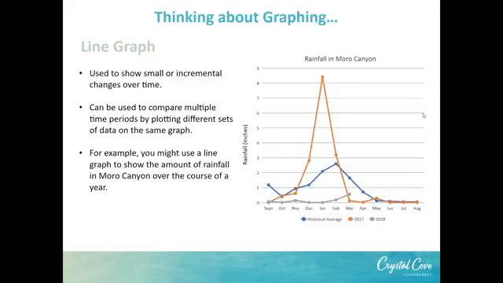So on the right hand side, you'll notice that we have a graph for the rainfall in Morro Canyon. And the three different time periods that we are comparing are the historical average, 2017, and 2018. You'll also notice that each one of those time periods has their own data set plotted on the graph, and that the data points between these are a small change, and it's only about a month between each one.